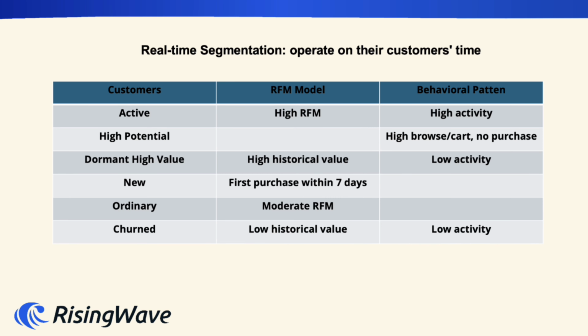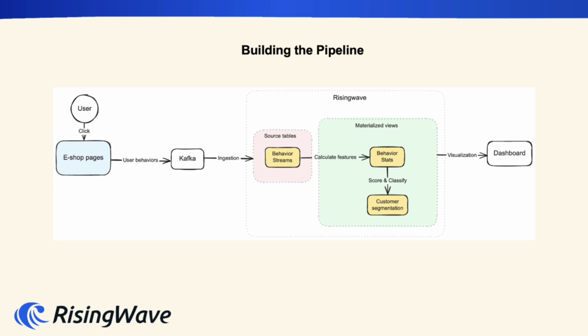To make these segments meaningful, our demo combines two powerful models. The RFM model scores users based on their long-term value, looking at the recency, frequency, and monetary value of their past purchases. And the behavioral patterns model provides an immediate pulse on what a user is doing right now. By blending historical context with real-time behavior, we can create nuanced segments like dormant high-value customers or high-potential customers. Now, let's start building this demo.